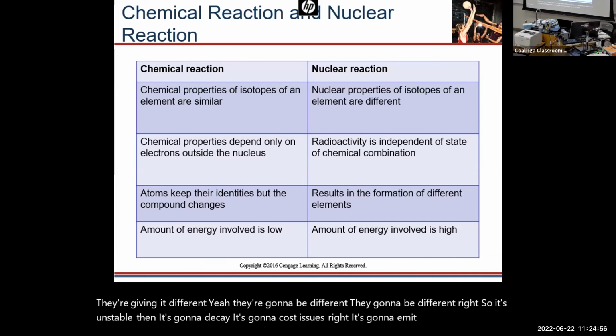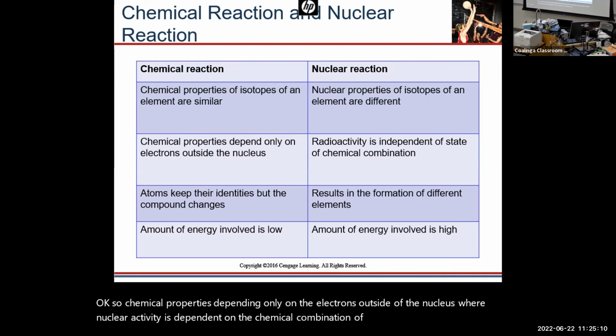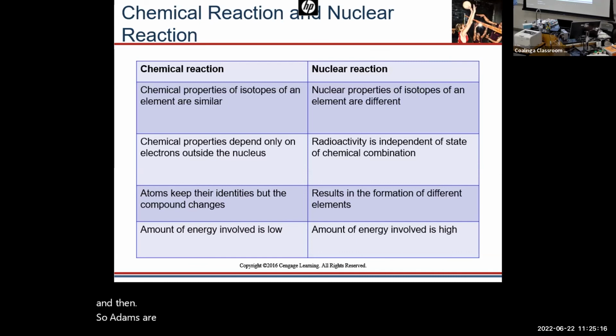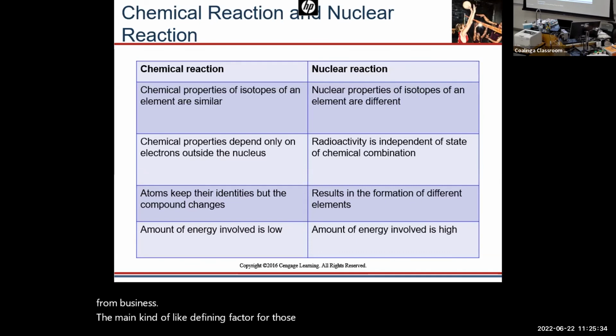Okay, so chemical properties depend only on the electrons outside of the nucleus, whereas nuclear activity depends on the combination of both neutrons and protons. Everything. And then atoms are going to keep their identity in a chemical reaction, but they're going to change compounds, right? Where here, we're going to end up with different elements, right? Because we went from bismuth, boom. Yes, definitely the major thing is right there.